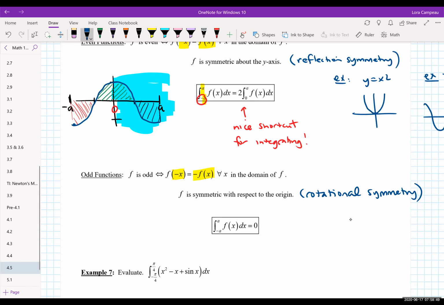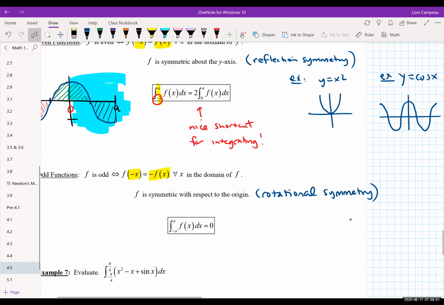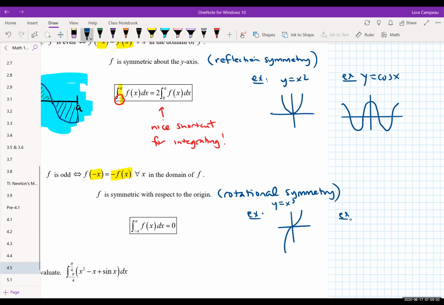Some popular examples that we've seen before: if I pull a power function in, a lot of times, y equals x cubed. Or pull the trig function back into play, y equals sine of x. So maybe I have that one.